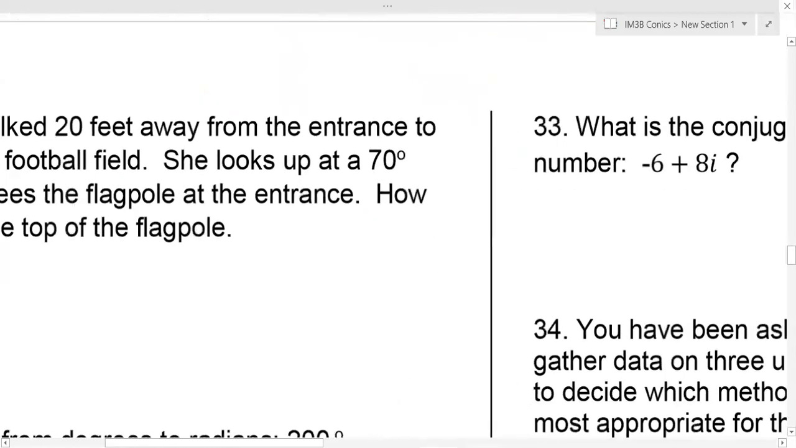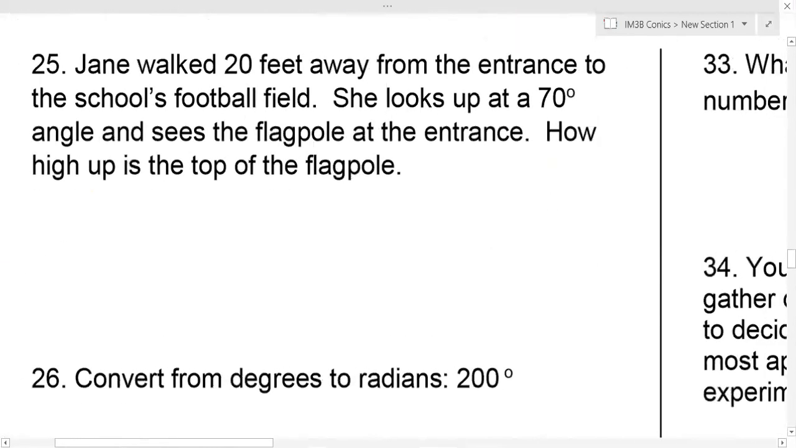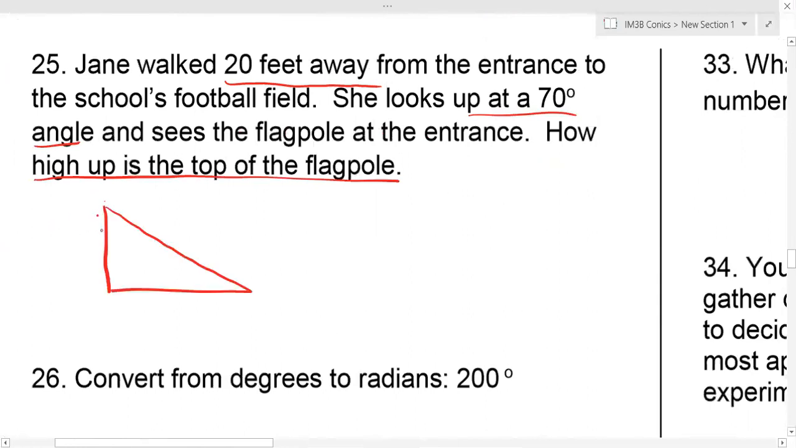Okay, so moving on. Number 25. Jane walked 20 feet away from the entrance to the school's football field. She looks up at a 70-degree angle and sees a flagpole. How high up is the top of the flagpole? So she's looking at the top of a flagpole at a 70-degree angle from 20 feet away. We want to know this side.